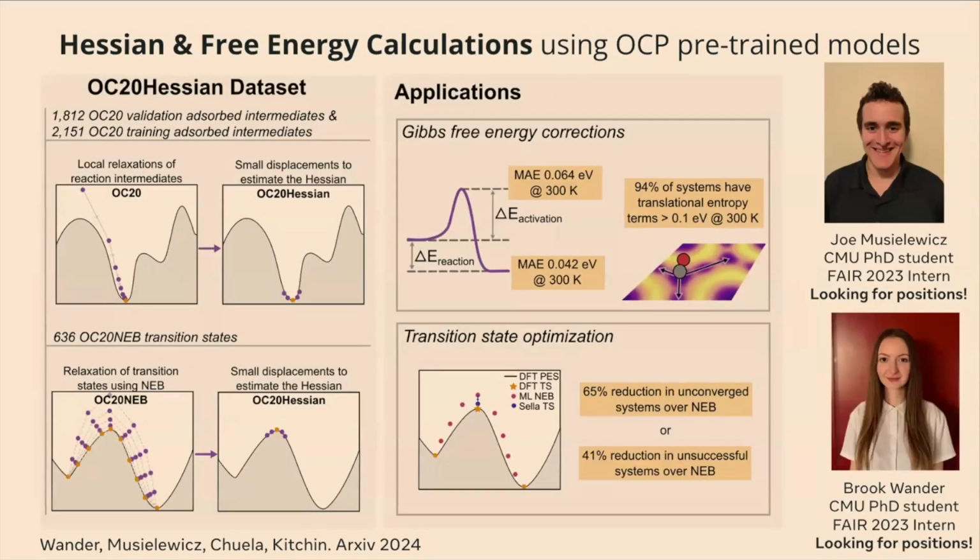Another project, sort of in a similar vein. Brooke and Joe was also an intern with us last summer, also working with John now. This was a project where basically they said OC20 was trained on relaxations. It was a single descent into a local minima. So we had been evaluating them: can we predict the relaxed energy?